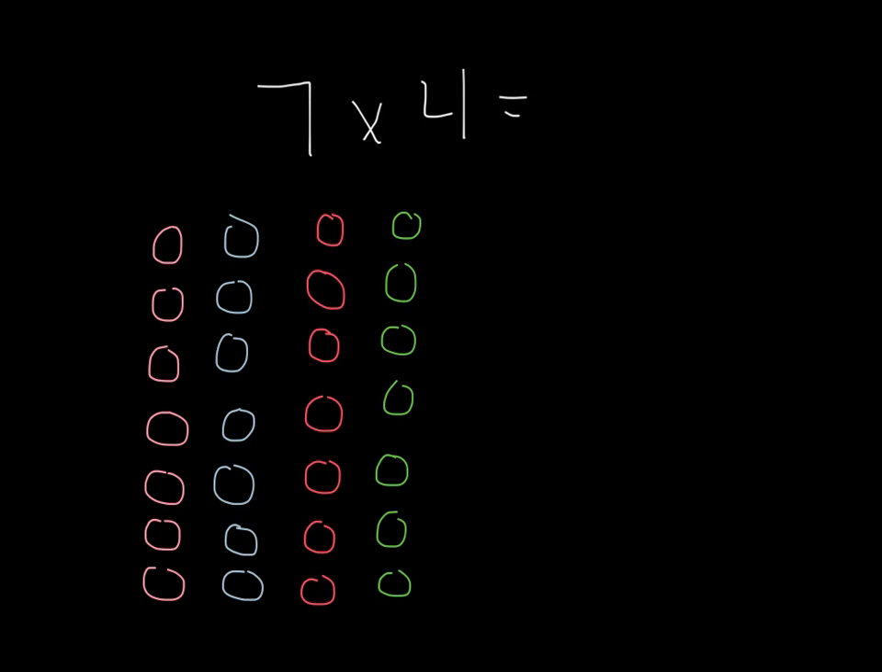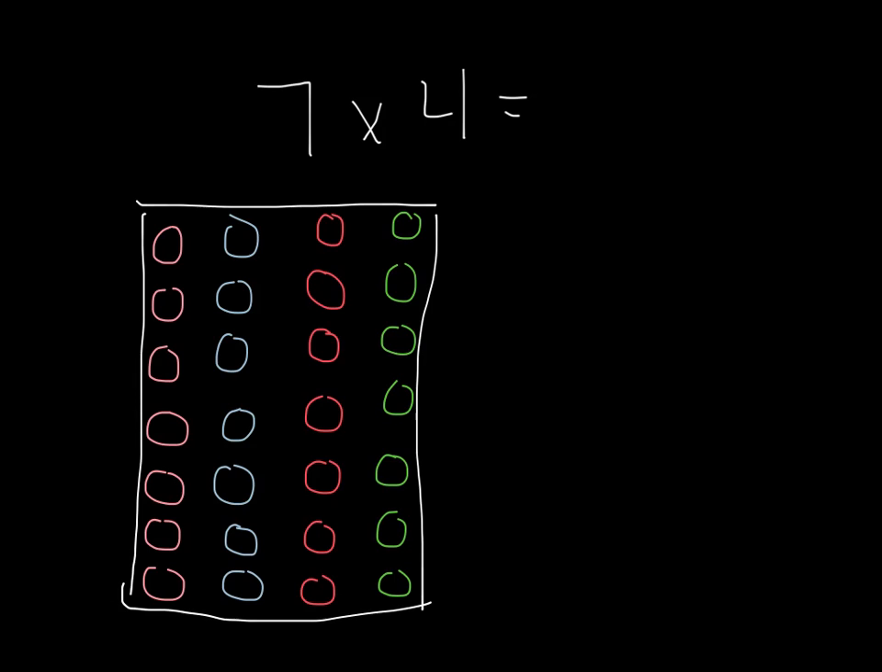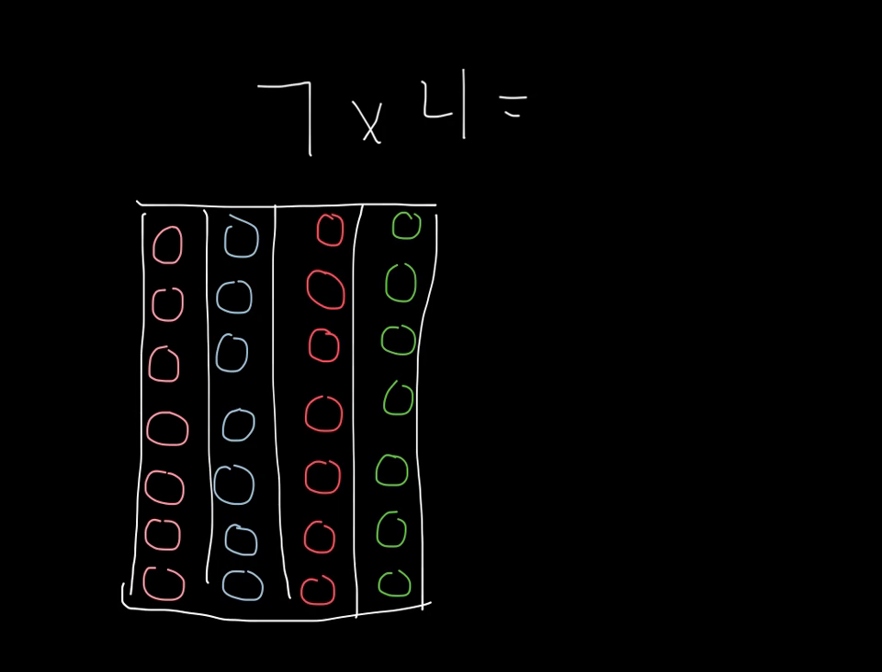This is actually called a rectangular array. You see that there's a rectangle around here. And within that rectangle, there are 7 rows of 4. And if we wanted to know how many total that was, that is what 7 times 4 really does, right? And of course, you know that it is 28. There's going to be 28.